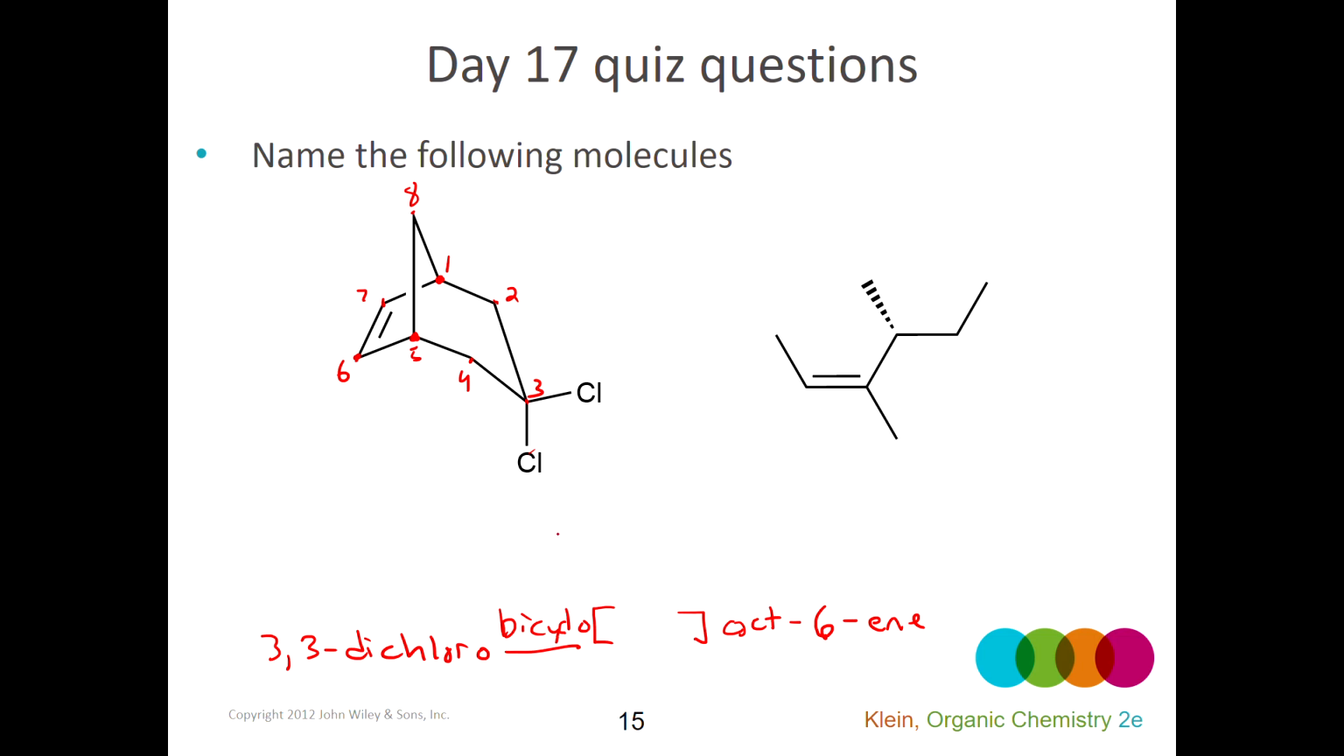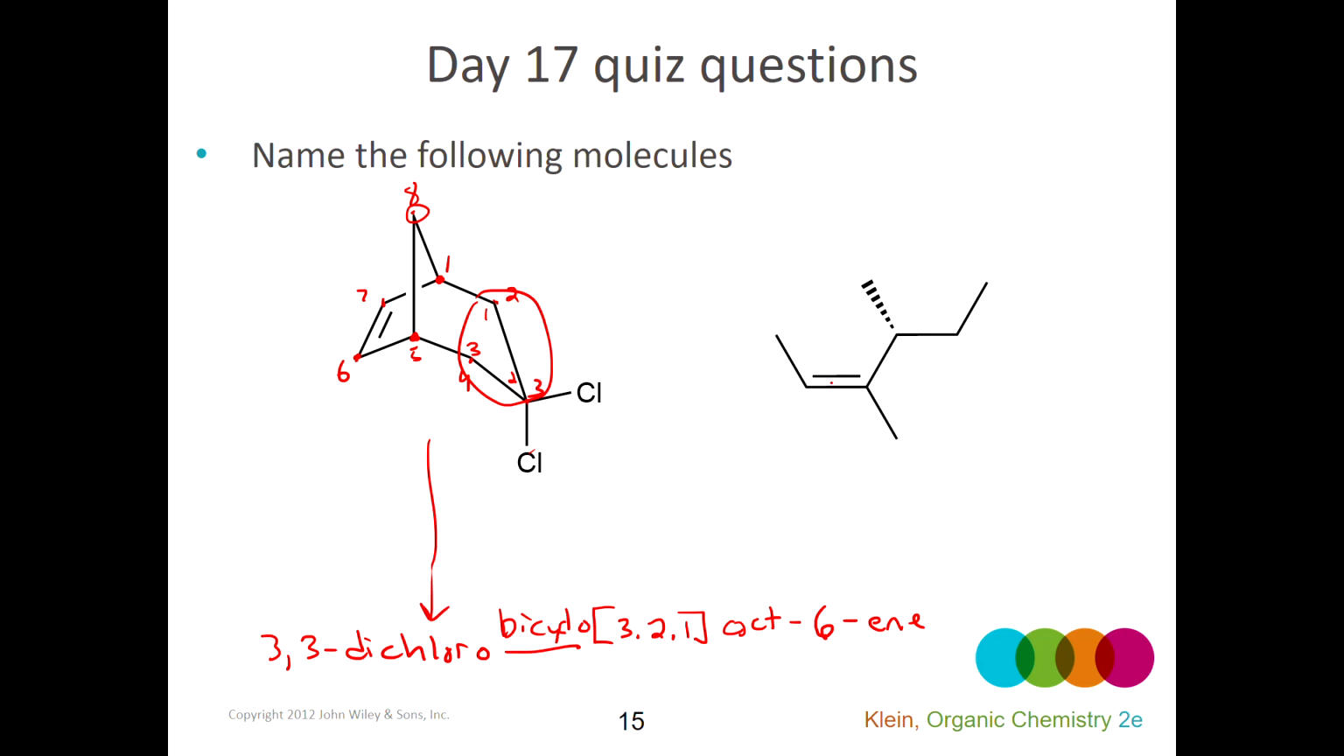And if you recall, the numbers in the brackets are the number of carbons in each loop, not including the bridgeheads. So this longest loop has 1, 2, 3 carbons in it. The second longest loop has carbons 6 and 7, which are 2 carbons. And the third longest loop has only 1 carbon. So that would be the name of that structure there.